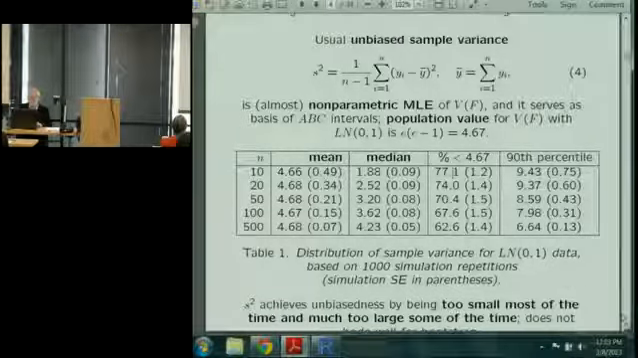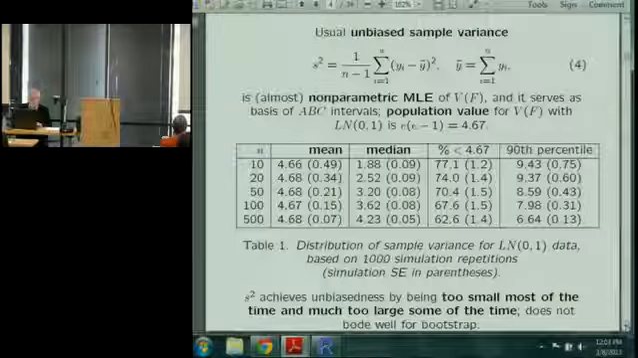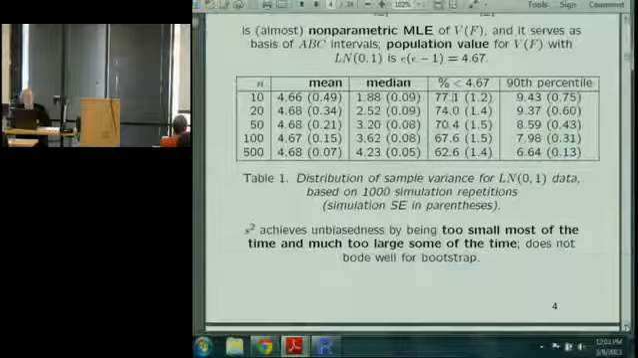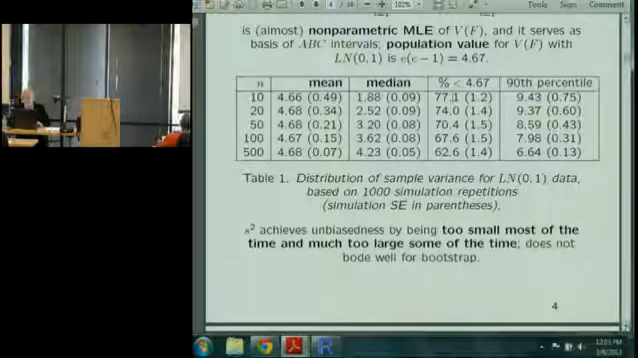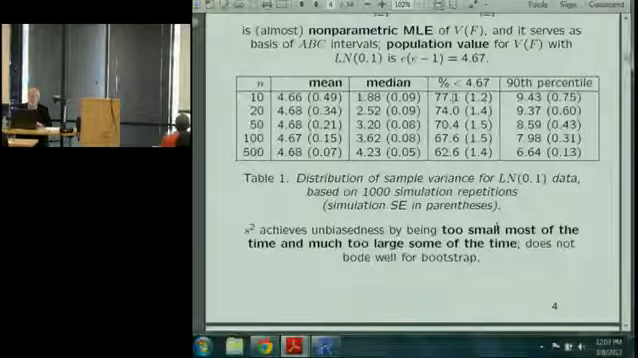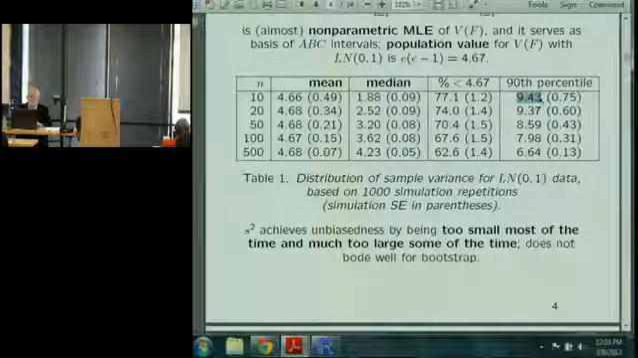And so what this says is that the sample variance achieves its unbiasedness, at least for log normal data, in an interesting and peculiar way. It achieves its unbiasedness by being too small most of the time and then much too large some of the time. And those two things balance out to get the unbiasedness that you might want if you were an unbiasedness person. And I show much too large some of the time by looking at the 90th percentile. The right answer is about 4.7. The 90th percentile is almost 10 for small values of n, and it's still quite big out there for n equals 500.